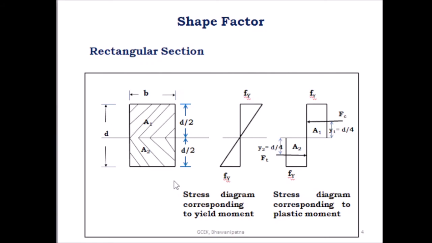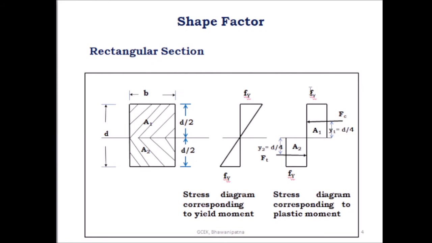In the case of a rectangular section, the elastic neutral axis and the plastic neutral axis pass through the midpoint of the section. Here you see, this is the stress diagram corresponding to the yield moment, and this is the stress diagram corresponding to the plastic moment. This is D by 2 and this is D by 2. This is the yield stress at the extreme fiber in the elastic theory, and this is the yield stress throughout the section in the plastic theory.